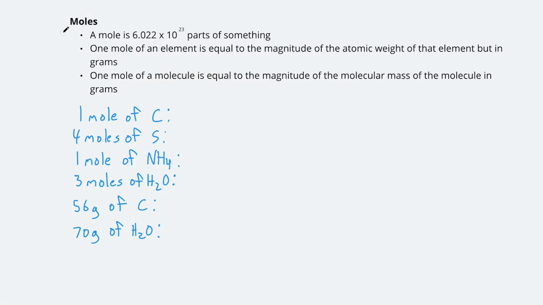A mole is a measure of quantity, and a mole is 6.022 times 10 to the 23 of that thing.